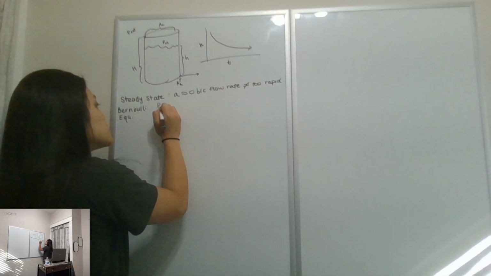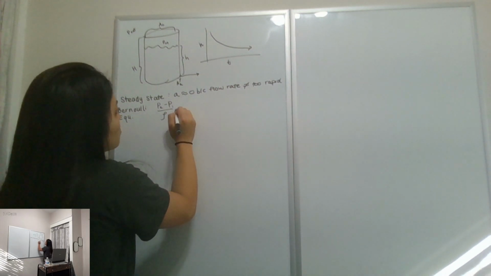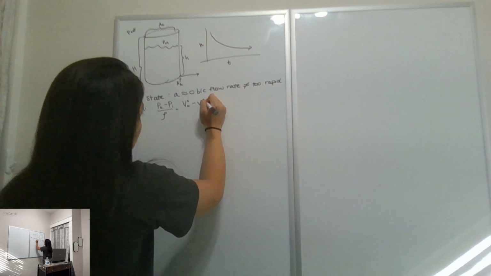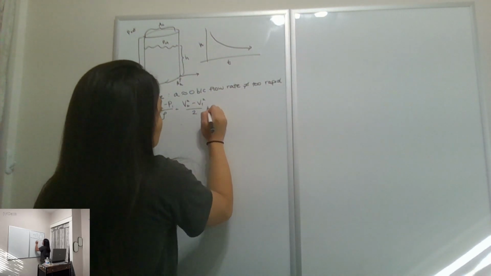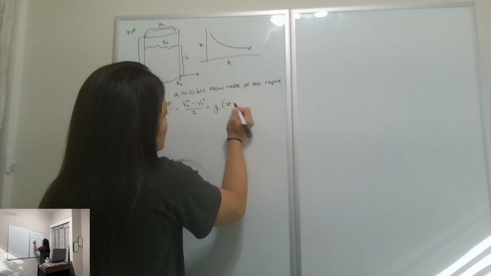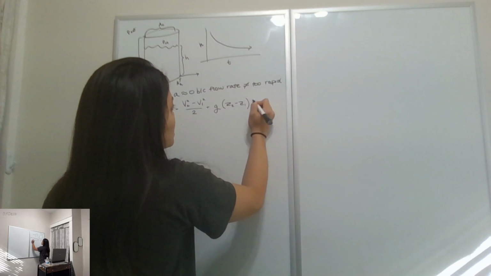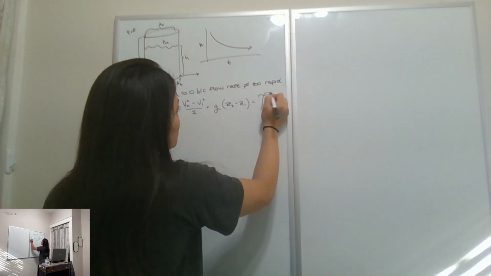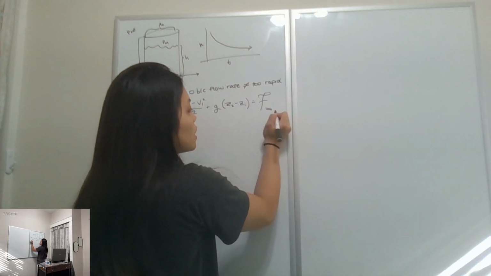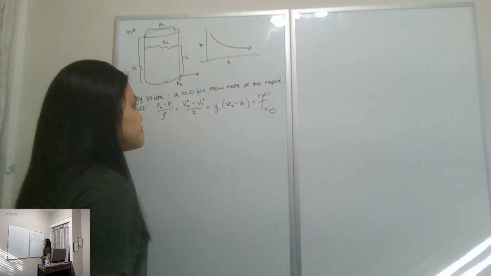It's the pressure at position 2 minus the pressure at position 1 divided by the density plus the velocity at position 2 squared minus the velocity at position 1 squared divided by 2 plus the gravitational acceleration times the quantity of the height of position 2 minus the height of position 1 equals frictional heating. So in this problem, we are assuming that frictional heating is equal to 0.